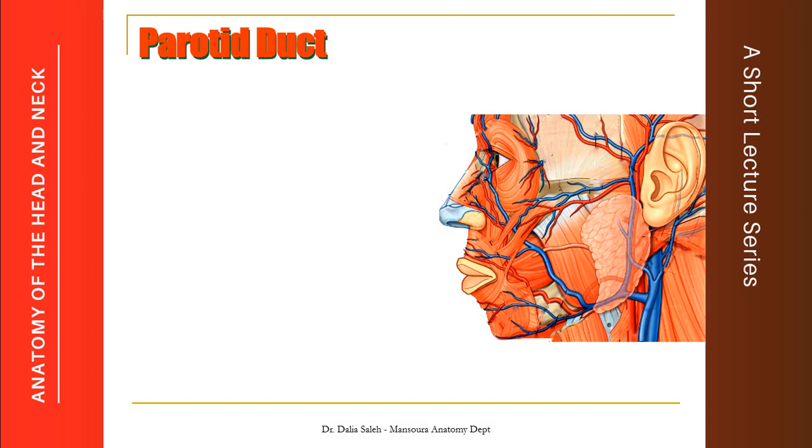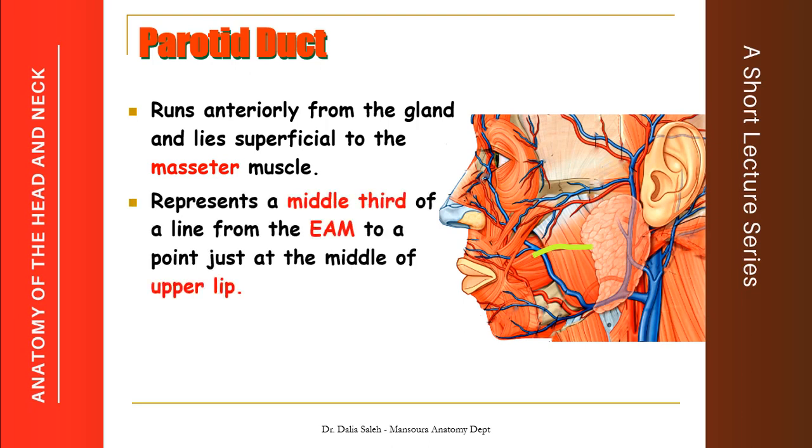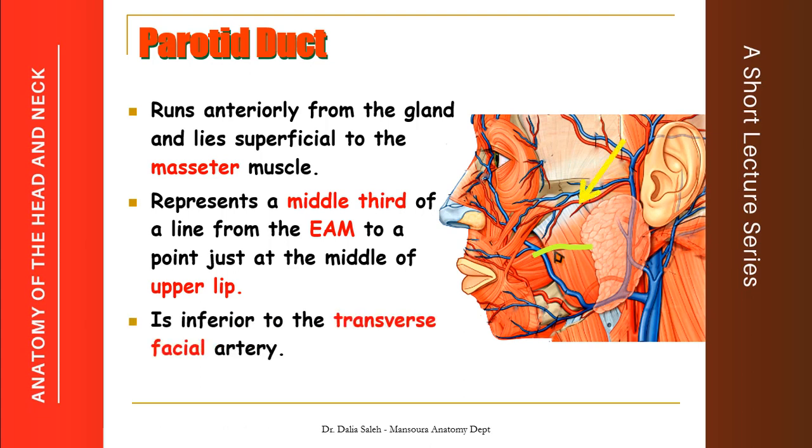The parotid duct, which lies here, runs anteriorly from the gland and lies superficial to the masseter muscle. It represents the middle third of a line drawn from the external auditory meatus to a point here at the middle of the upper lip. It lies inferior to the transverse facial artery, which is the branch of the superficial temporal artery.